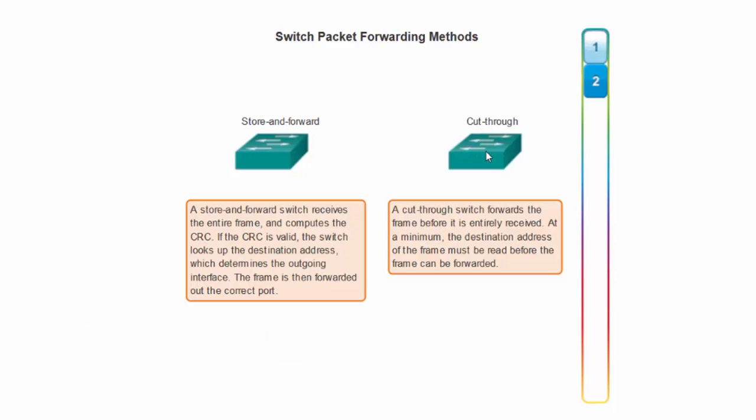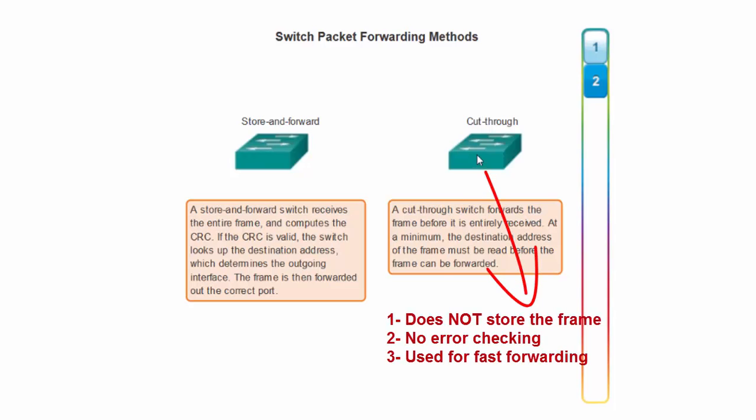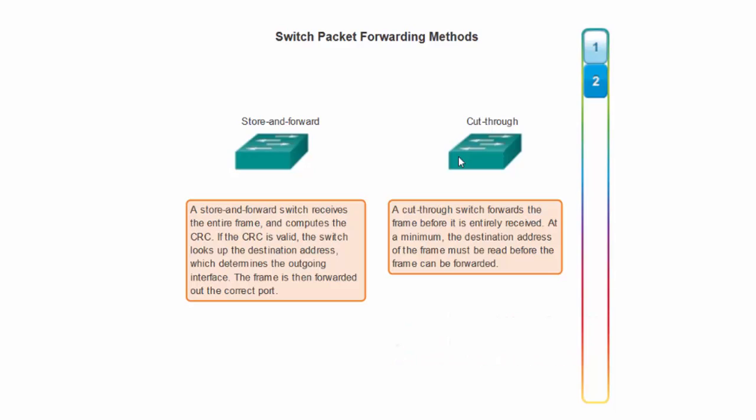The cut through, on the other side, does not store the entire frame, and it does not perform error checking. The cut through is used for fast forwarding, or speed forwarding, so it does not store the entire frame. It only checks the destination MAC address in the frame, and then it forwards the frame directly on an output port. So in that case, the latency, or the delay associated with the frame forwarding in the cut through, is less.